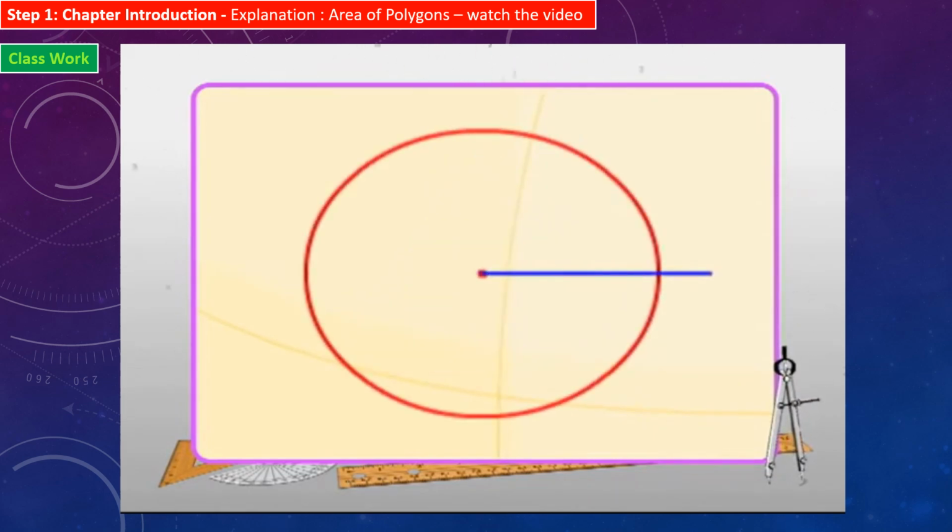Now let's look at the construction of a much higher order polygon, a nonagon.